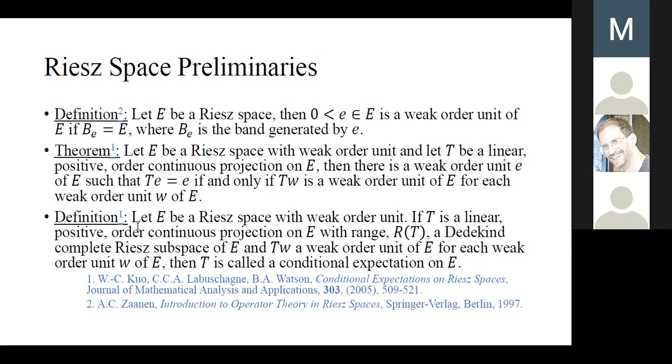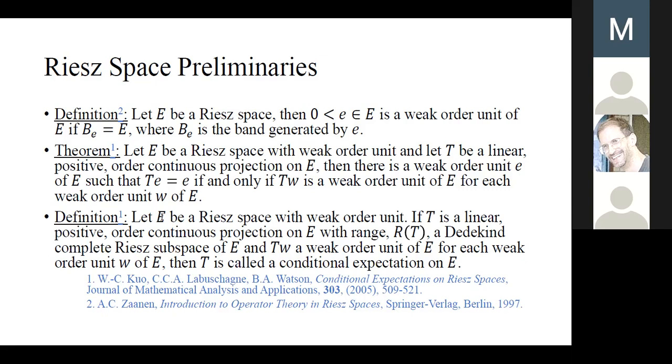And we've seen it pop up many times, but this one I've taken from the original paper. And this statement is that let E be a Riesz space with weak order units. And if T is a linear positive order continuous projection on E with range space a Dedekind complete Riesz subspace of E, which maps weak order units to weak order units, then we call T a conditional expectation on E, or conditional expectation operator on E.